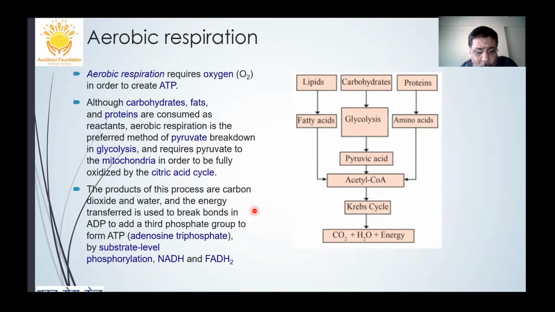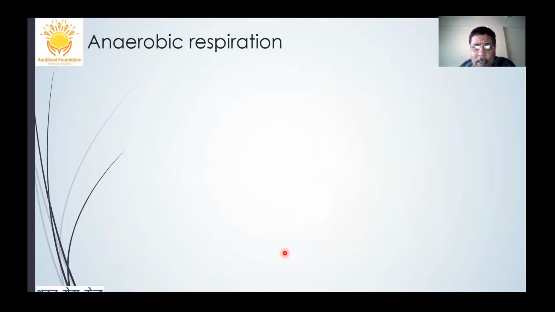The products of this process are carbon dioxide and water, and the energy transferred is used to break bonds in ADP to add a third phosphate group to form ATP, adenosine triphosphate. Okay, that is substrate level phosphorylation, NADH and FADH2. In this way, the process continues.